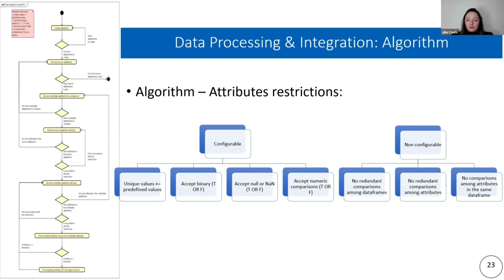We defined some restrictions regarding the attributes. Some are configurable, others are not configurable. Among the configurable restrictions, we can define a number for the amount of unique values that the attribute must have to enter in the comparison. We can also configure if we accept comparisons among binary, null, or numeric attributes. Regarding the non-configurable restrictions, our algorithm does not perform redundant comparisons among data frames, nor comparisons among attributes that belong to the same data frame.